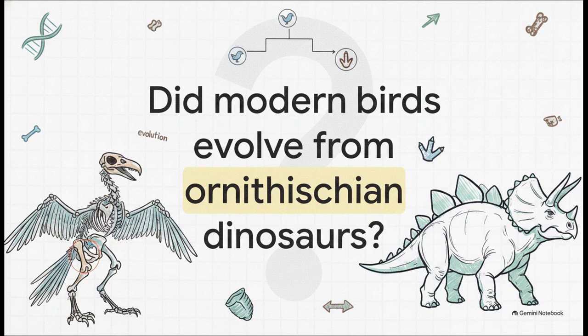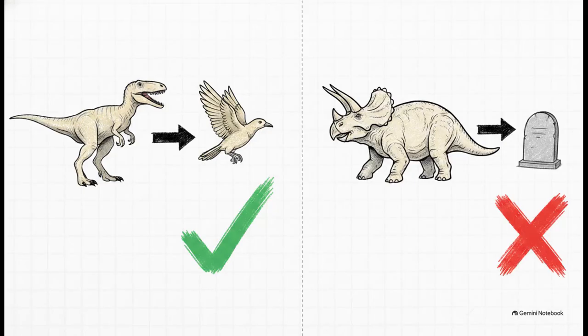All right, Grade 9, it is time to test your instincts and clear up a very common biological myth. Did modern birds evolve from the bird-hipped ornithischian dinosaurs? The name makes it sound incredibly obvious, doesn't it? Think about it for just a second. The answer is actually no. It's one of the most famous, counterintuitive quirks in all of biology.